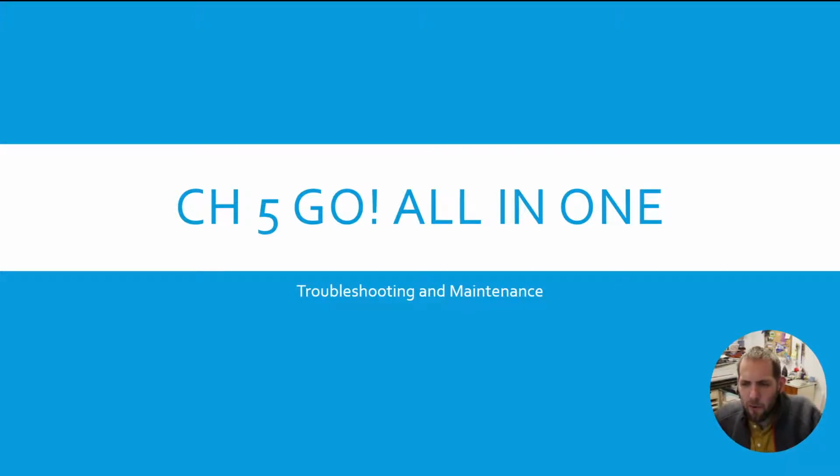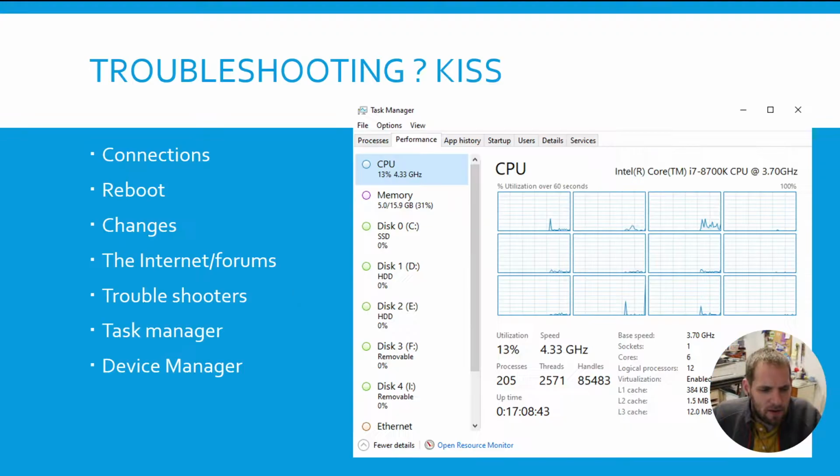Chapter 5, Go All-in-One, Troubleshooting and Maintenance. All right. Now, you guys have heard me talk about troubleshooting before, and I believe I use my mother as an example here. All right. Of connections. That's the first one. But let's go back a little bit.